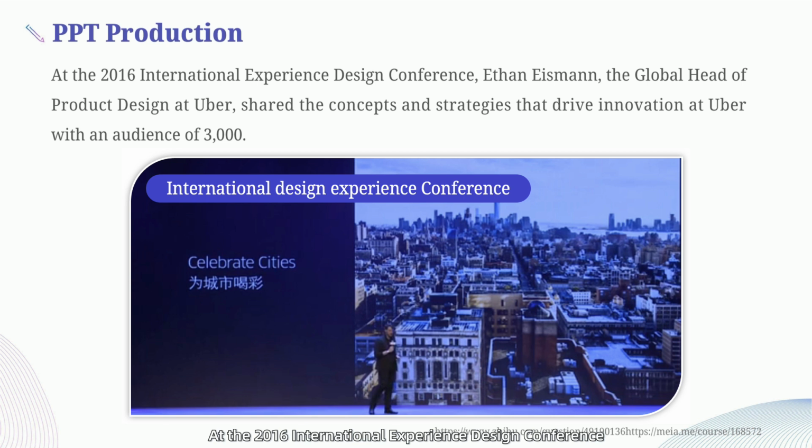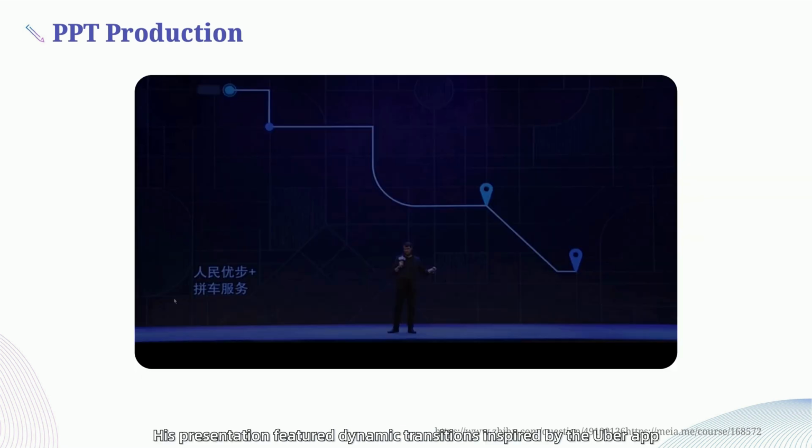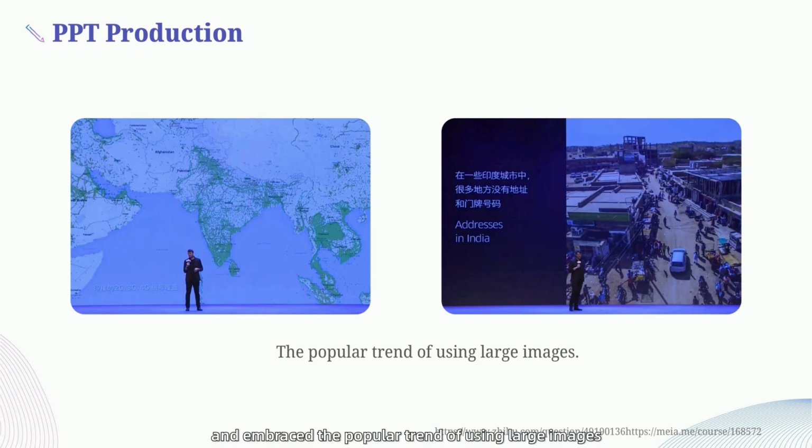At the 2016 International Experience Design Conference, Ethan Eisman, the global head of product design at Uber, shared the concepts and strategies that drive innovation at Uber with an audience of 3,000. His presentation featured dynamic transitions inspired by the Uber app, and embraced the popular trend of using large images, resulting in a vivid and comfortable audiovisual experience. A refined PPT and a successful speech go hand in hand.